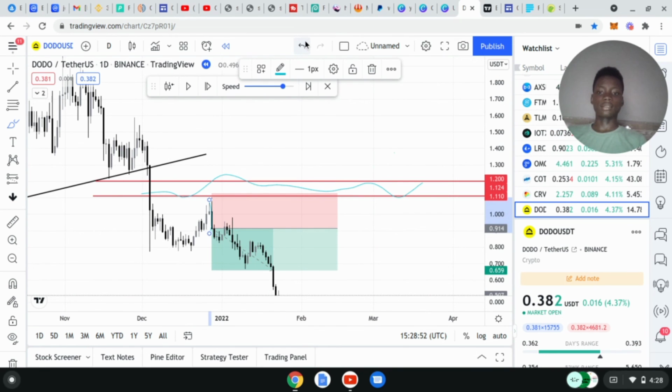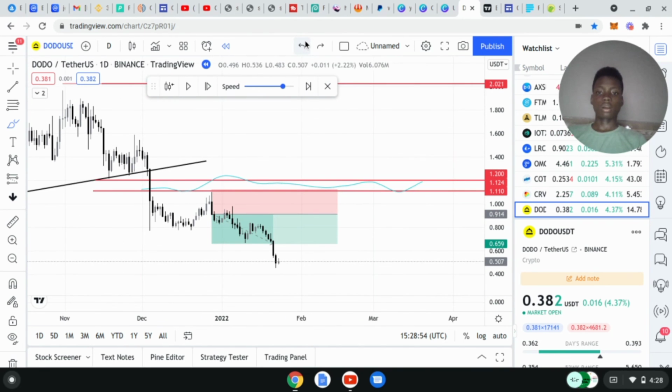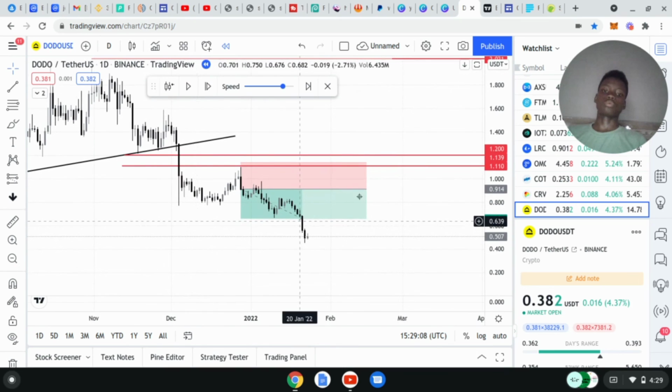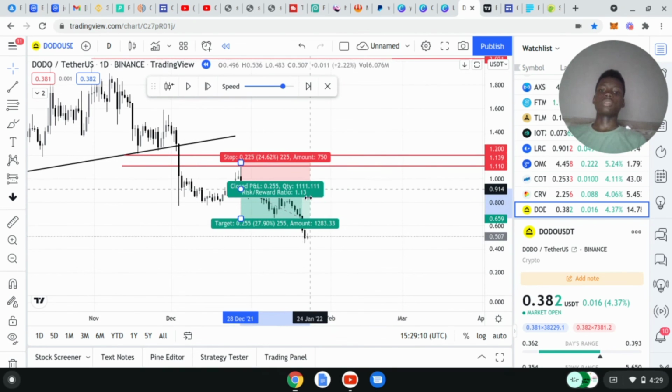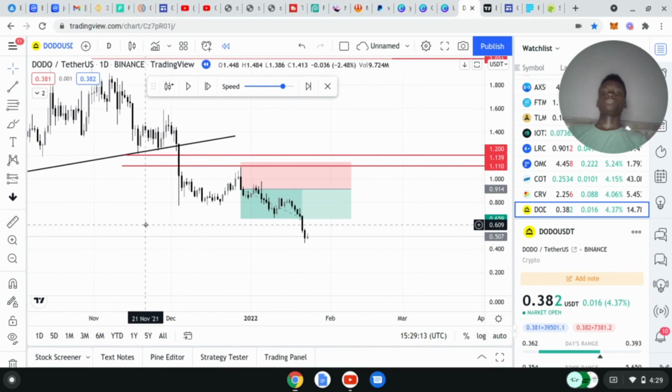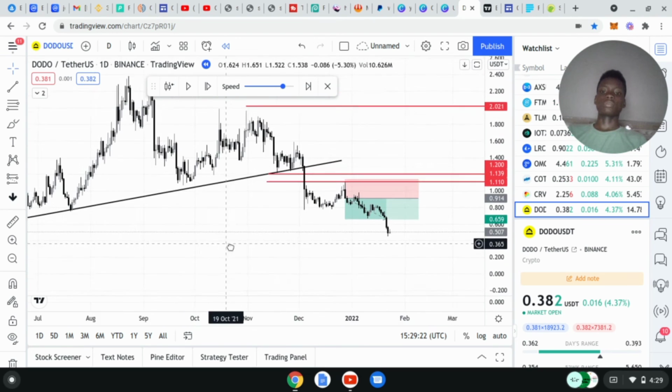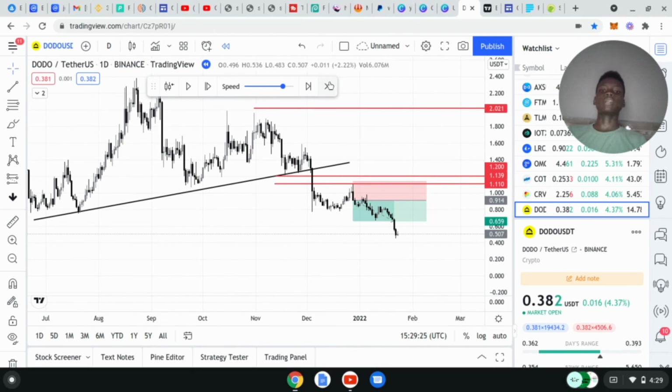As price did that, we entered at the close of the candle, put our stop loss just above the wick of that particular candle, and we targeted a 1:2 risk reward ratio, and we hit our target in no time. So this is just simple technical analysis that you can do and get yourself some profit. Technical analysis doesn't need to be that difficult.